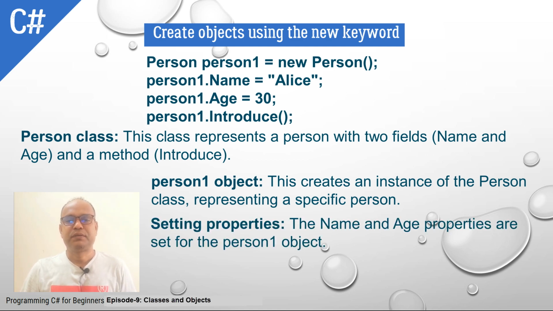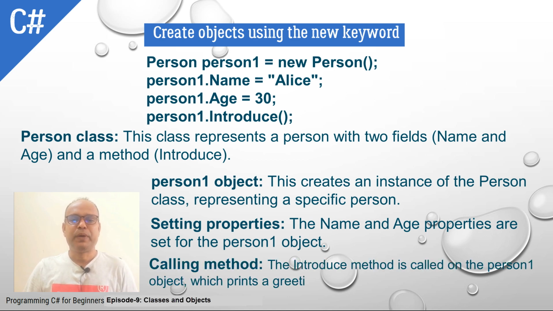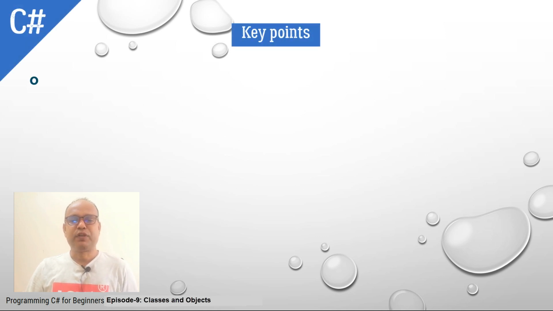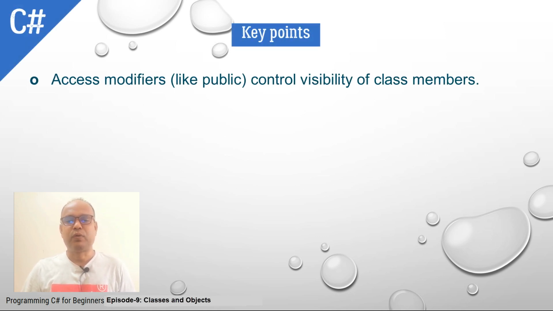Setting properties. The name and age properties are set for the person1 object. Calling method. The introduce method is called on the person1 object, which prints a greeting message to the console. Here are some key points. Access modifiers like public control visibility of class members.